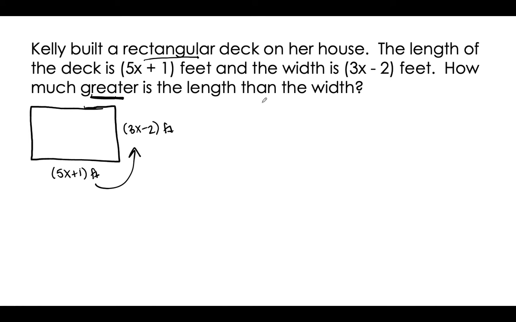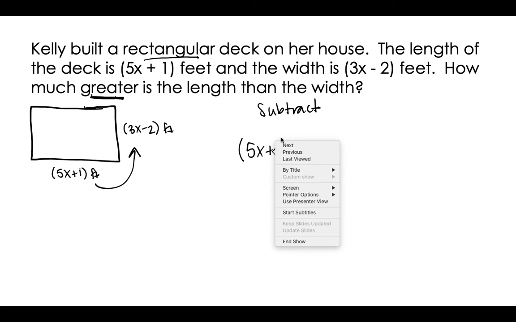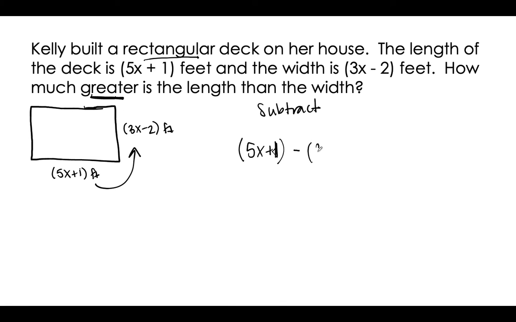That's going to tell us that we need to subtract. So we're going to make sure we set up our problem in the right order. 5x plus 1 minus 3x minus 2. Making sure you keep the parentheses at the beginning when you write the problem, so that when we actually go to solve the problem, you're subtracting this whole second quantity, not just the 3x. So you're subtracting the 3x, but you're also subtracting the negative or the minus 2.